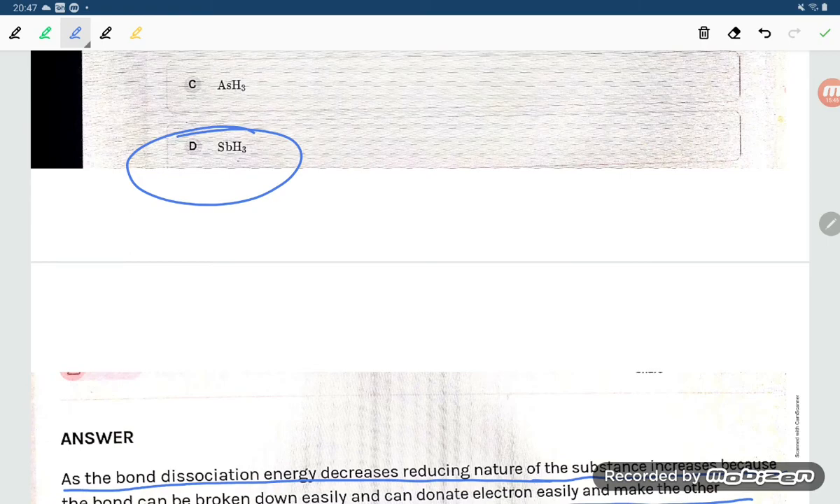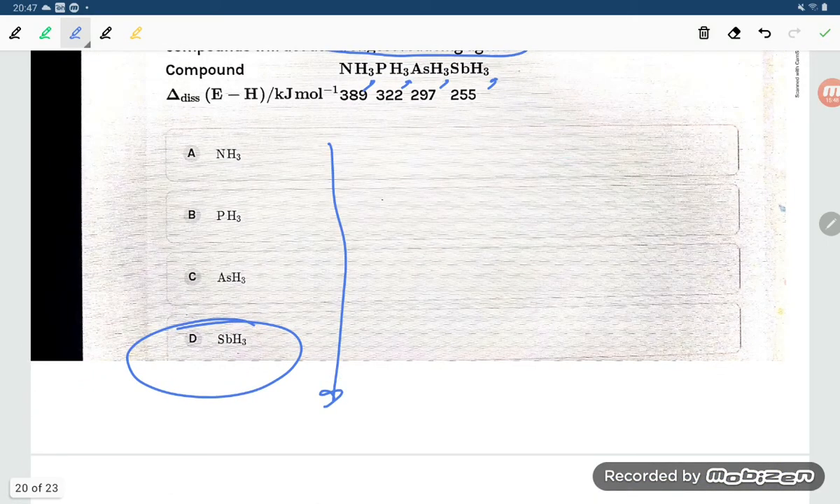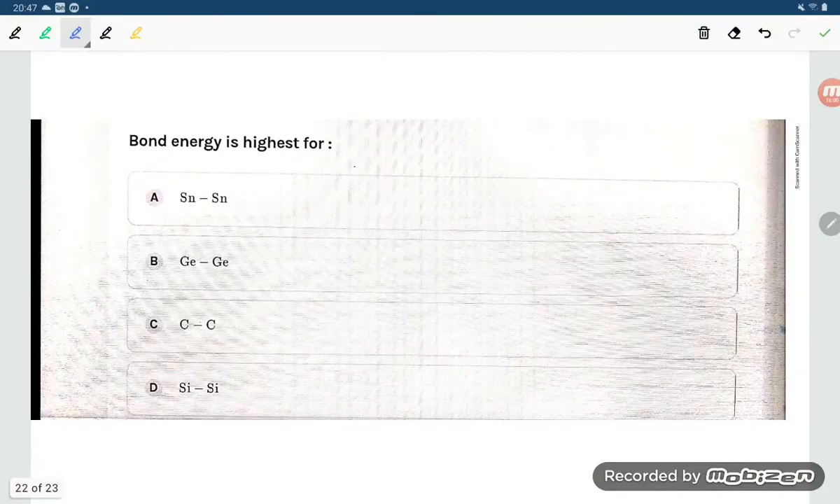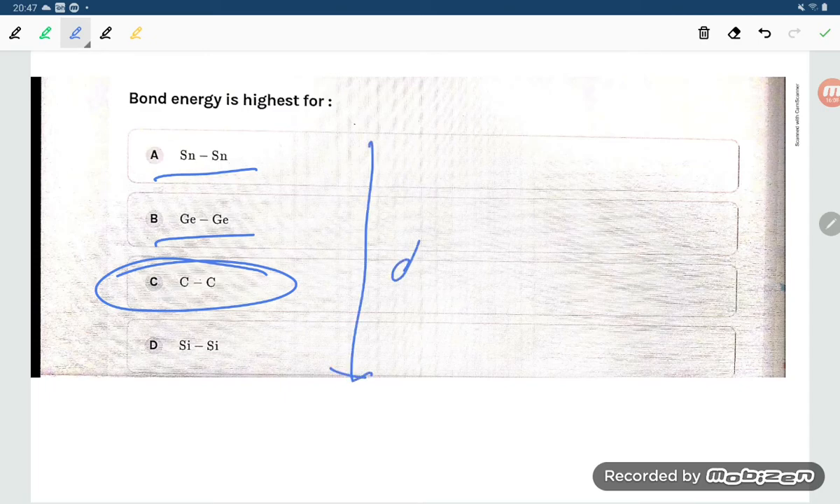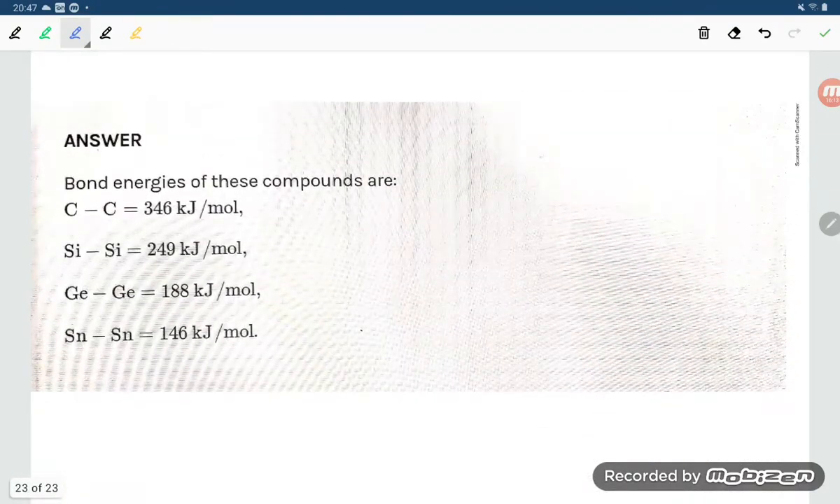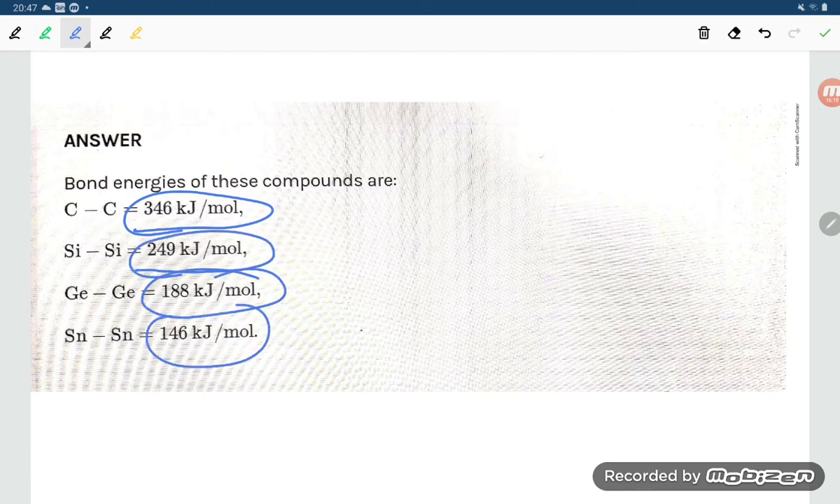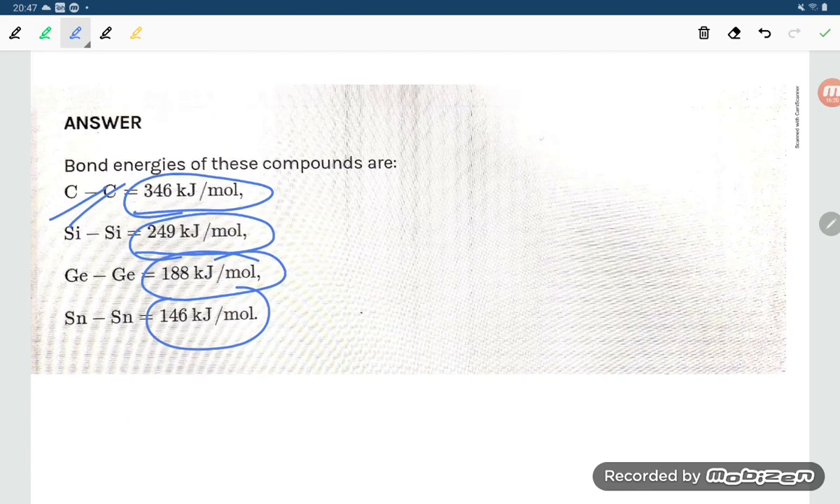What I am saying is, students, if you go down the group, bond dissociation enthalpy decreases, and as the bond dissociation enthalpy decreases, the reducing power increases. Here you can see 255 is the least bond dissociation enthalpy. Bond energy is highest for carbon. From top to bottom, bond dissociation enthalpy decreases. So which one will come first? Carbon first. Let us read out: carbon 346, silicon 249, 188 and 140. So this is the highest, and the correct option is option number 1.